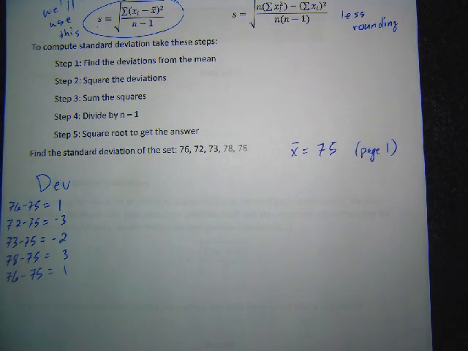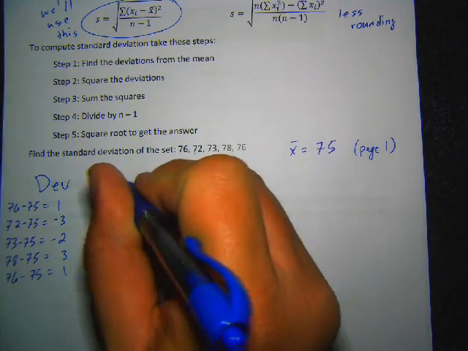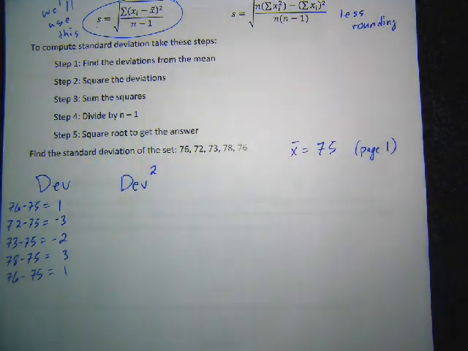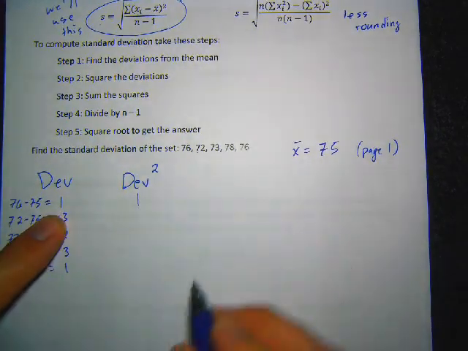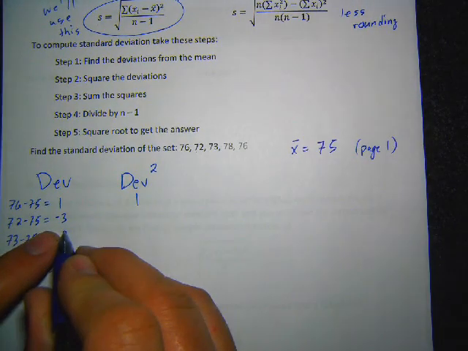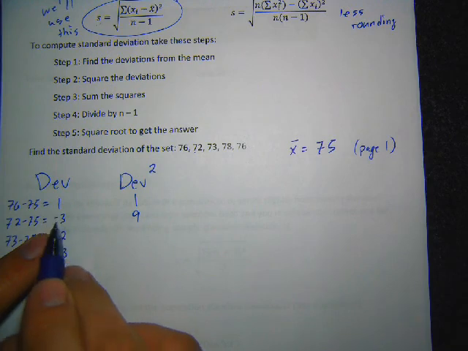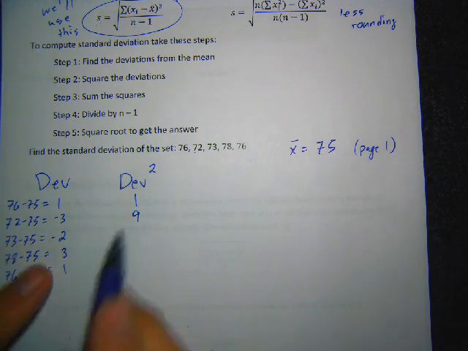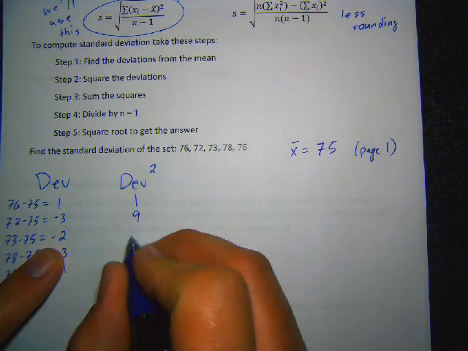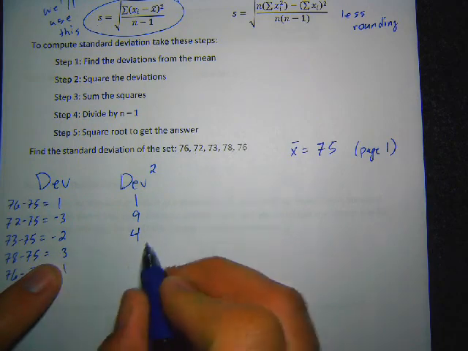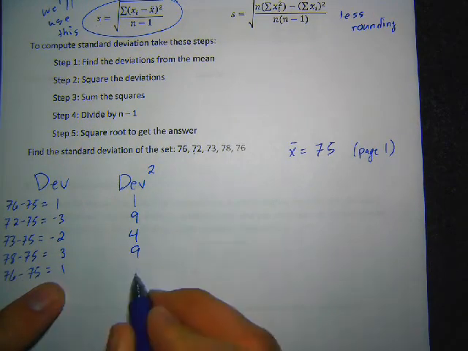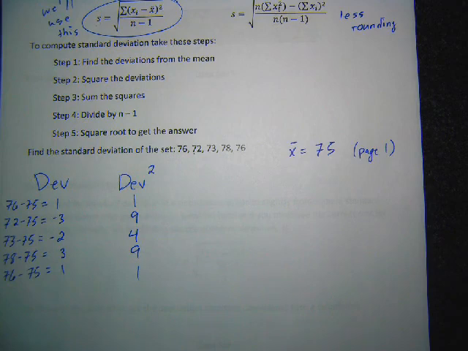So what we do next, because we don't want 0, is we take the deviations and we square them. So take 1 squared, I get 1. That one doesn't change much. Negative 3 squared gives me 9. Remember, when you square a number, you multiply it times itself, and a negative times a negative is always a positive. Negative 2 times negative 2 gives me 4. 3 times 3 gives me 9. And 1 times 1 gives me 1. And those are the deviations squared.